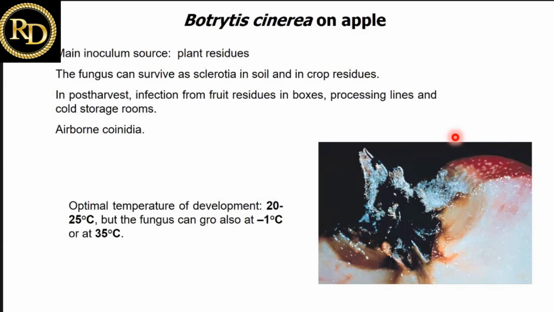And on apple, the main inoculum source are the plant residues, where the fungus can survive as sclerotia. Also in post-harvest, the main infection source is the presence of rotten fruits, in particular on the boxes or processing lines or cold storage rooms. So cleaning and disinfection are very important aspects. The conidia are airborne, so just some movement of the air can transport them to quite long distances. And the fungus can grow at best temperature of 20 degrees, but it can also survive at -1. So even in storage of apples with very low temperatures, we still have problems with Botrytis cinerea.